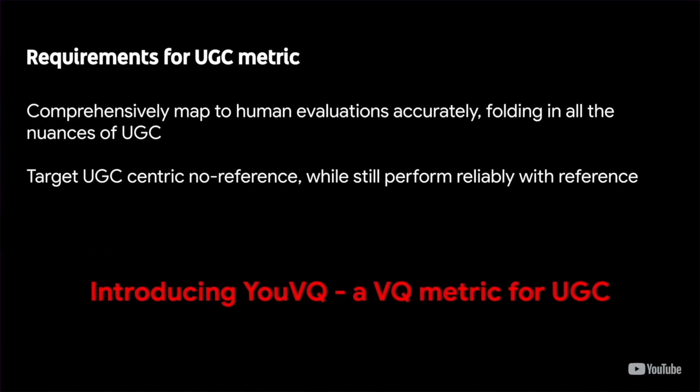So clearly, there is a need for a UGC-based metric. We've just discussed the motivation there. What would be the requirements here? Well, first, it should comprehensively map to MOS scores really precisely and accurately. And it should fold in all these aspects, all the nuances that human evaluators go through for evaluating UGC. Secondly, it should work well with no-reference cases as well as with reference-based cases. And so with these two in mind, we developed something called YouVQ. And my colleague Yilin will introduce it and walk us through it from now.